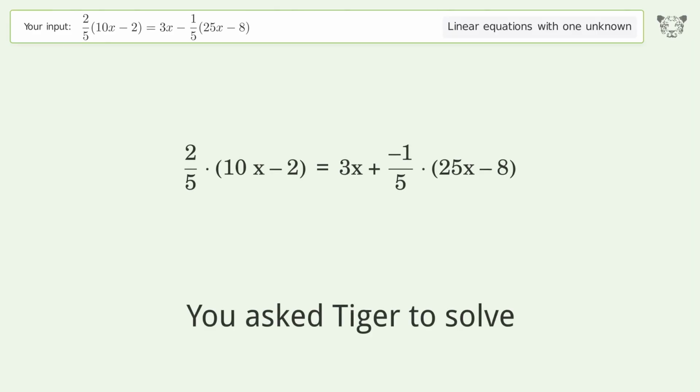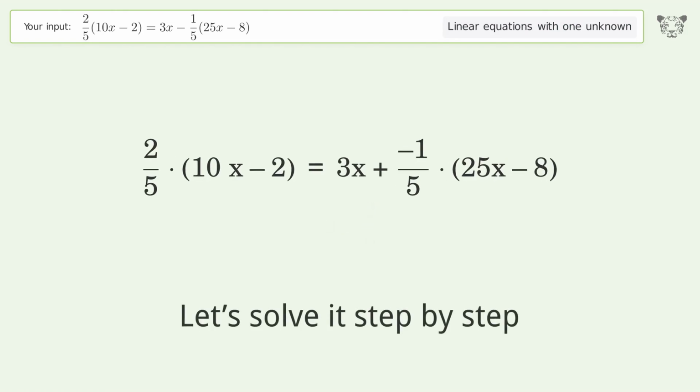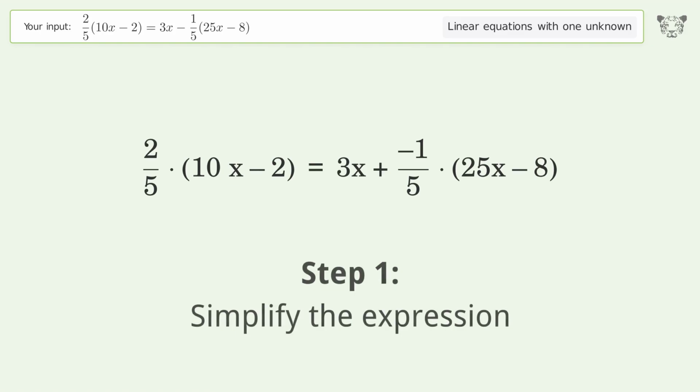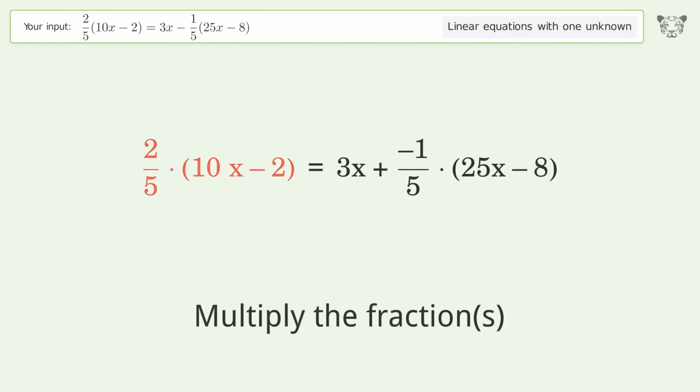You ask Tiger to solve. This deals with linear equations with one unknown. The final result is x equals 2 over 5. Let's solve it step by step. Simplify the expression. Multiply the fractions.